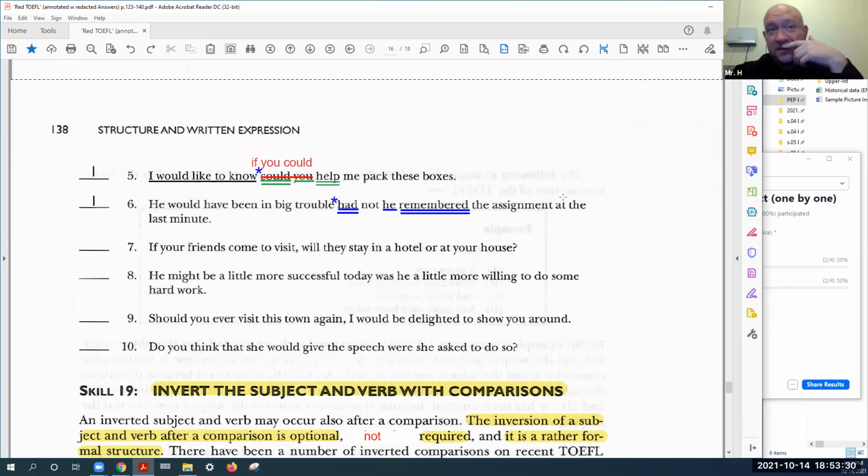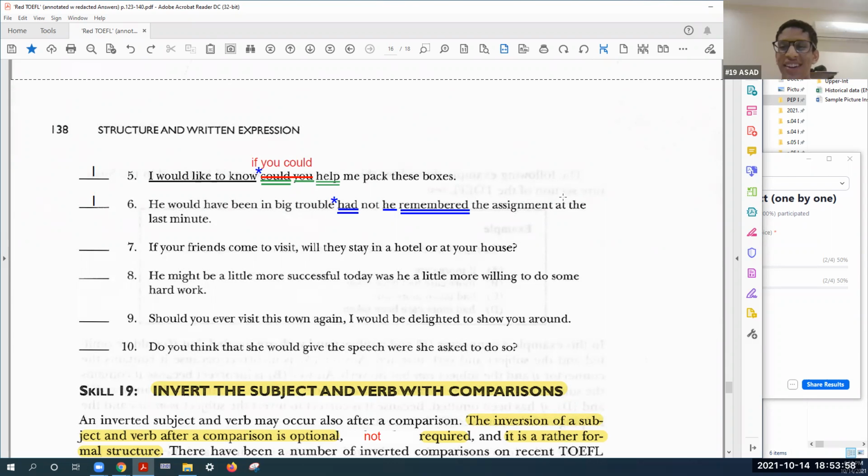If he had not remembered. But I have another question. But that is with the connector, and I want to do this without the connector. He wouldn't have been in big trouble had... No. Okay, another.